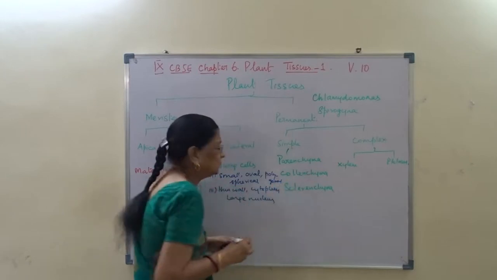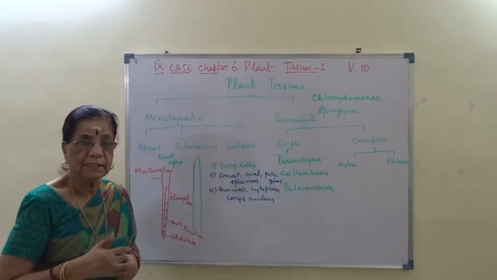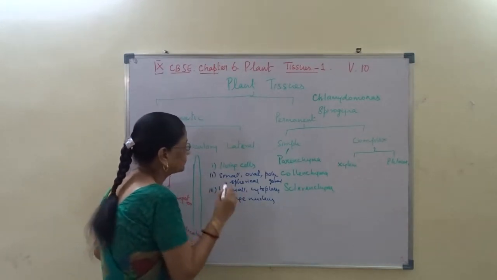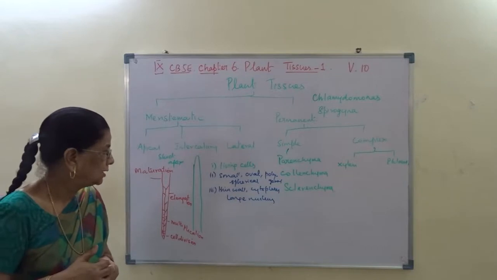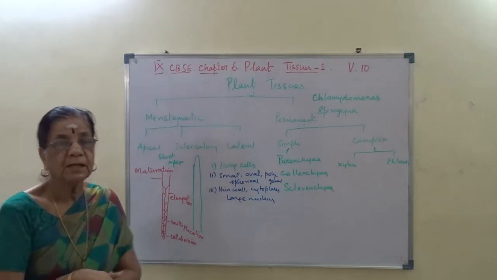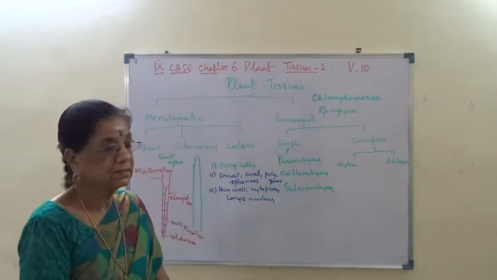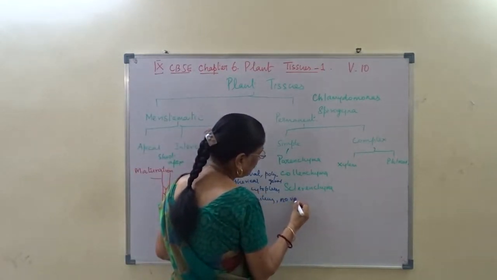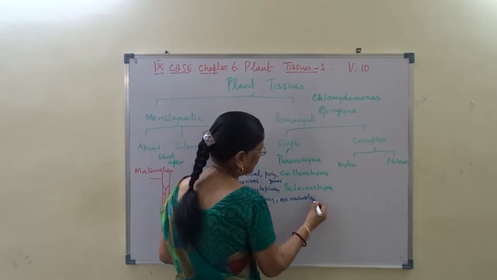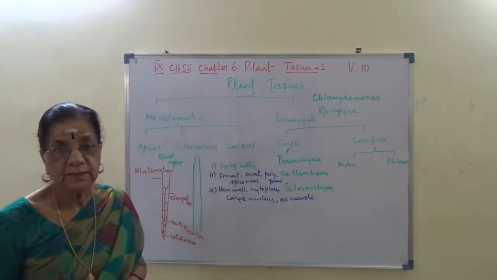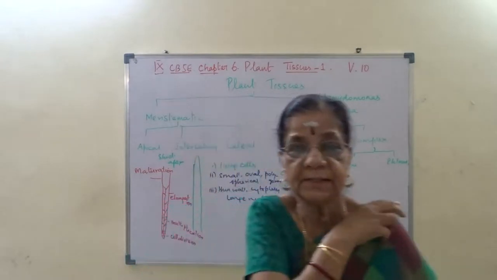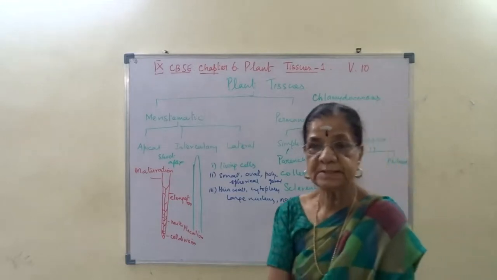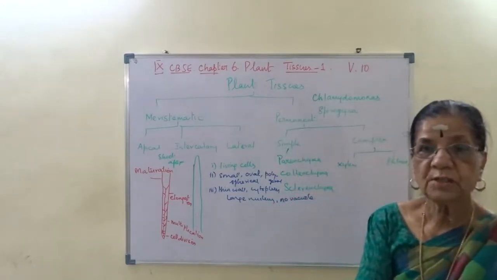Small, spherical, oval or polygonal in shape, right? And the cells are thin-walled, with cytoplasm and a large nucleus, and no vacuole will be present. Why so? Normally, plant cells are characterized by the presence of a large vacuole. But in this meristematic cell, the vacuoles are absent.